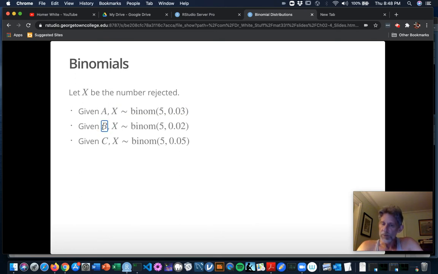If the shipment comes from company B, then X is also binomial, but with a different P. Same if the shipment comes from company C, then it's binomial with the highest chance for ineffectivity on each of the 5 vials.